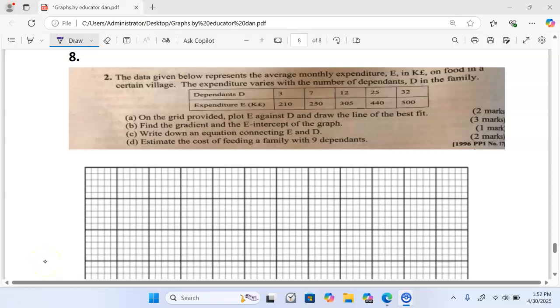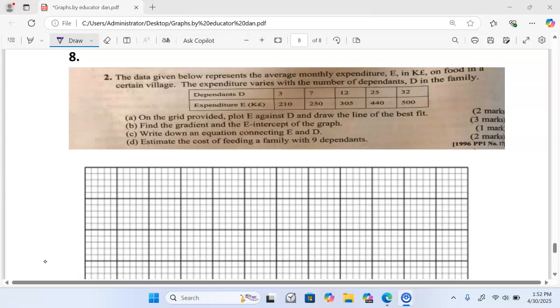We are looking at KCSE 1996, Paper 1, question number 17. The data given below represents the average monthly expenditure E in Kenyan pounds on food in a certain village. The expenditure varies with the number of dependents D in the family. We have a table having the number of dependents and also the expenditure E in Kenyan pounds.